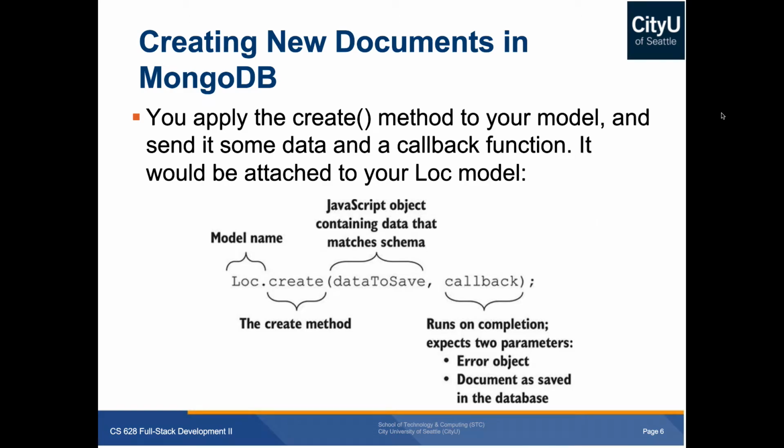Right. So going back to the MongoDB, right? When you specify the model name, you now have access to Mongoose methods, right? You can do a create to map it with the post request. So when we create, we now have to have two parameters. One is a JavaScript object containing data that matches the schema, right? And the callback function. So the first parameter is error, and the second is the document as saved in the database.